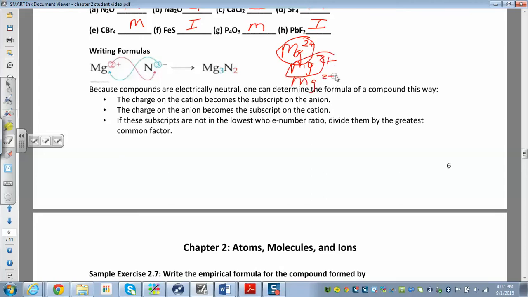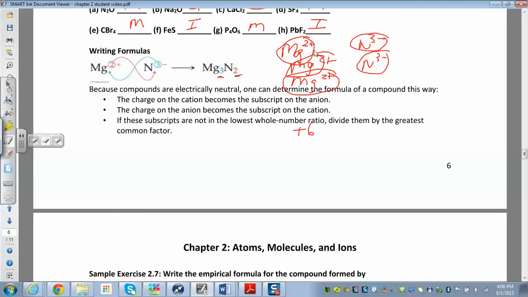So what's my overall positive charge here? +2, +2, +2, that's a +6 charge on that side. And then I have 2 nitrogens. So what's the charge on nitrogen? Nitrogen goes -1, -2, -3. So nitrogen is -3, and this is nitrogen with a -3. So I have 2 of those. How do I know I have 2 of those? Because I have a subscript 2 here.